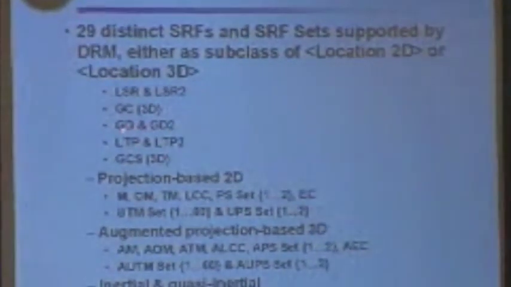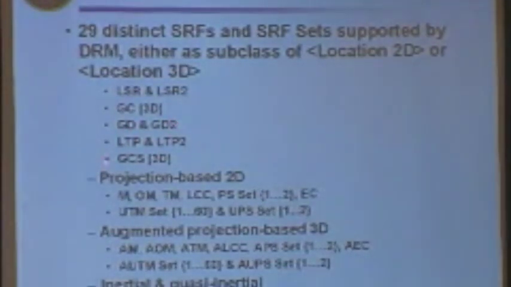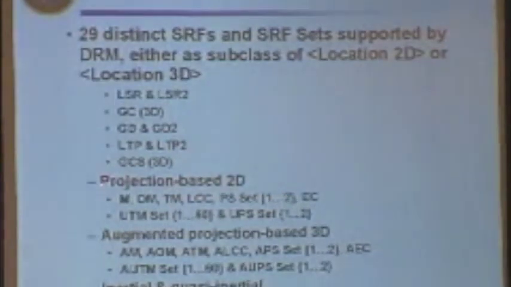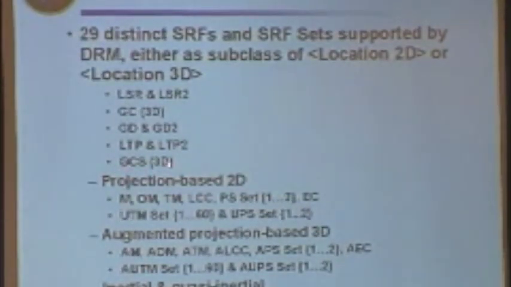Geodetic, 3D and 2D. Local tangent planes. We're talking about GCS, which is, what, 47,000 really? It's a set. And then we have projection-based: Mercator, oblique Mercator, transverse Mercator, Lambert conformal, polar stereographic. This is a set. UTMs are sets. We'll see these again on another slide.